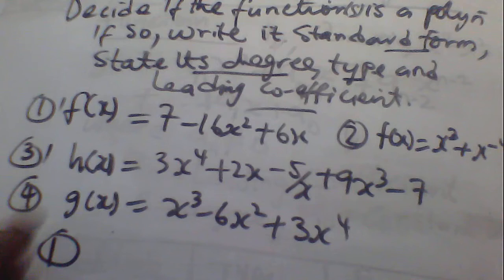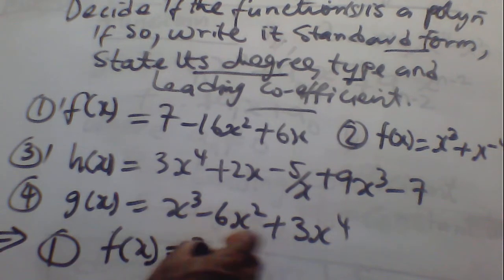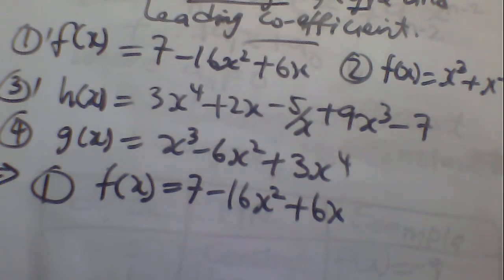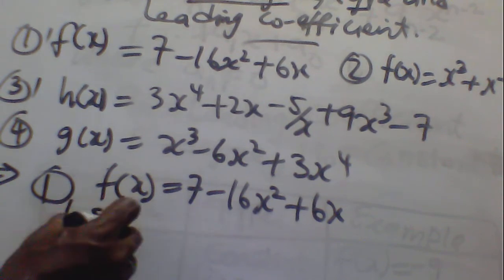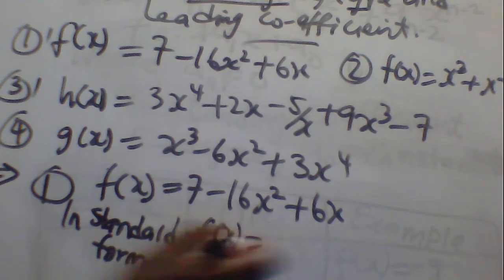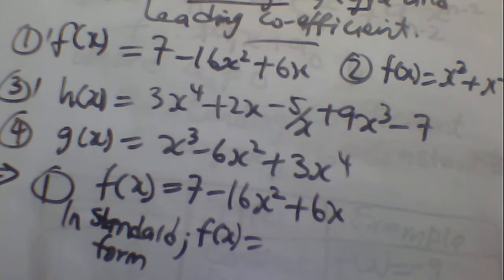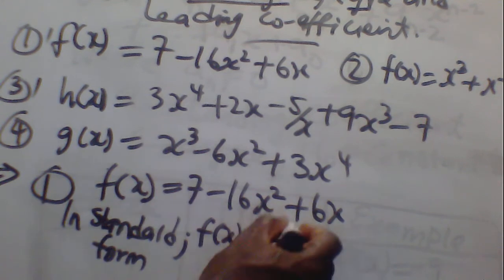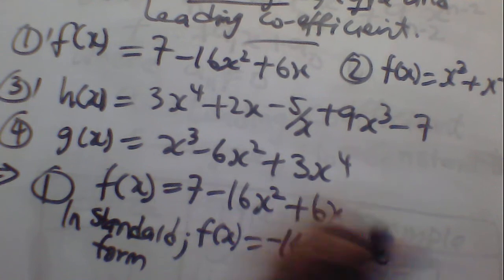So the first one, number 1, we are given f of x equals 7 minus 16x squared plus 6x. So you are required to do what? To write it in standard form. To write a given polynomial in standard form means to write each of the terms in descending order of power. That means the one with the highest power of the variable will be first, followed by the second, third, and the last. In this case, the term with the highest power of the variable is minus 16x squared. So you write it first. The second is 6x, and then the constant.